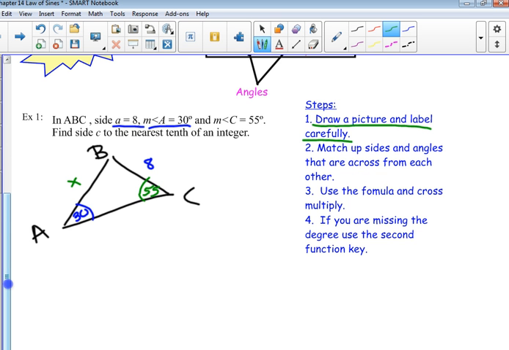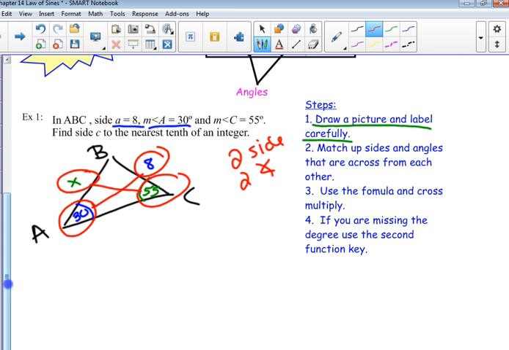How are all of our pictures? These are okay? What we want to look at to tell how we're going to find X is we want to make sure we have two sides and the two angles that correspond together. We count X in our counting. So the 30 goes with the 8. The 55 goes with our X. So see how we have two sides, two angles? That's going to be our big clue. We have to use law of sines to solve this.